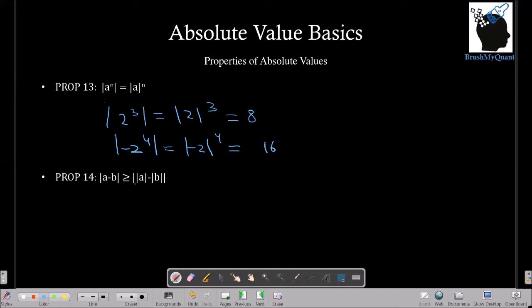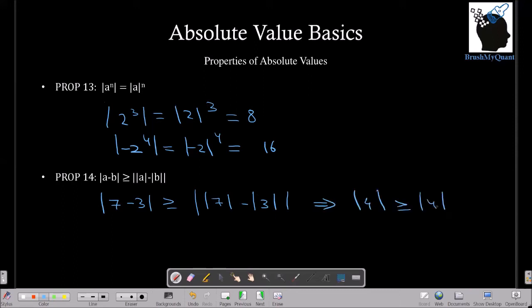14th property, mod of A minus B is always greater than or equal to mod of mod A minus mod B. Let's take an example. Mod of 7 minus 3 is greater than or equal to mod of 7 minus mod of 3, which is nothing but mod of 4 is greater than or equal to mod of 4, which is equal in this case.